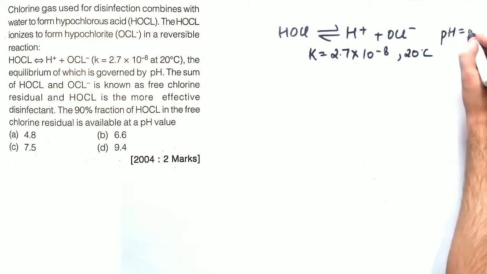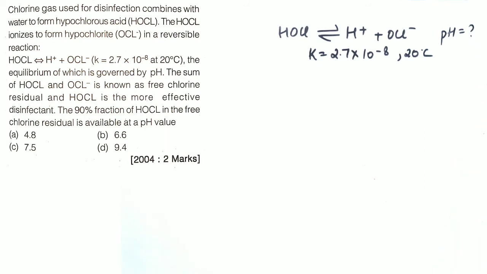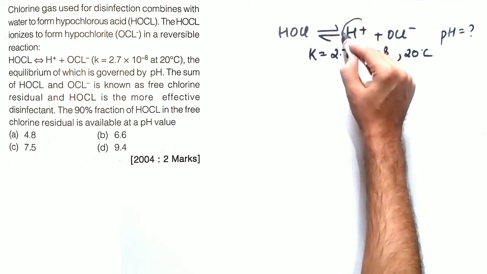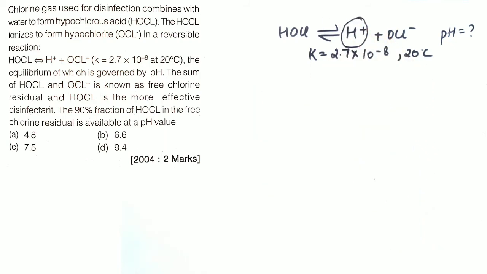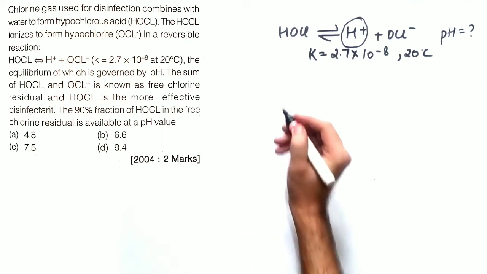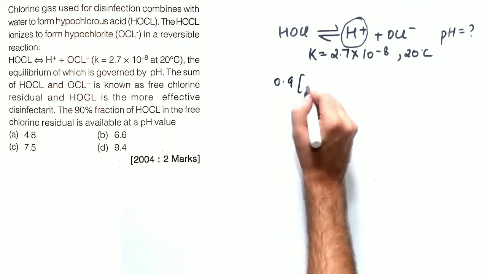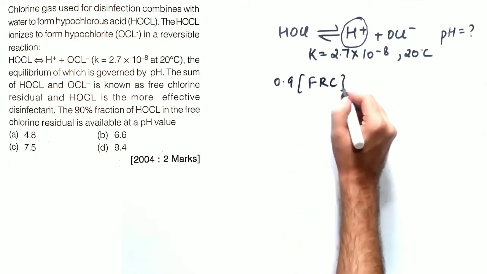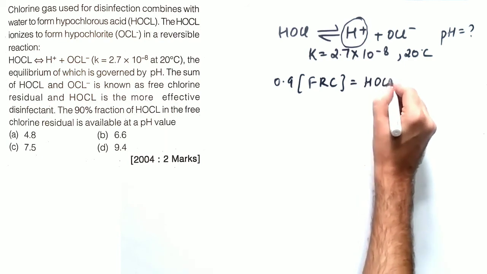pH is not known to you. You have to calculate the value of pH. To calculate the value of pH, it should strike your mind directly that you have to calculate the value of H positive. From H positive you can calculate pH, you can calculate pOH and whatever you want to calculate. Okay, it is given that 90% of the fraction of free residual chlorine is made up of HOCl. So you can write that equation as 0.9 times free residual chlorine FRC is equal to HOCl.